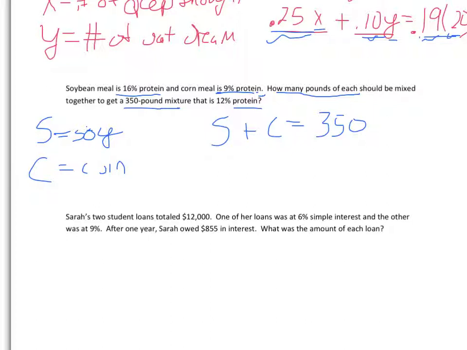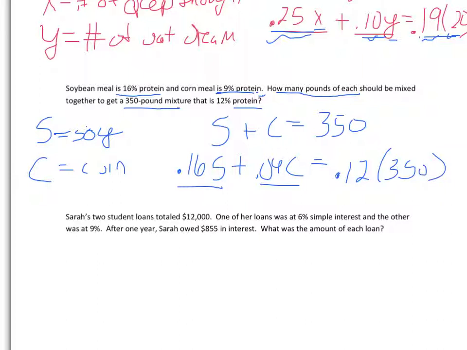And now we're going to equate the second equation using protein. Now, soybean meal is 16%, so 0.16 S. This is the amount of protein we're getting from the soybean meal, plus 0.09 C. This is the amount of protein we're getting from the cornmeal, equals the total amount of protein. Well, we want a 12% protein mix, and we want 350 pounds. That right there is the exact setup we're looking for, right?